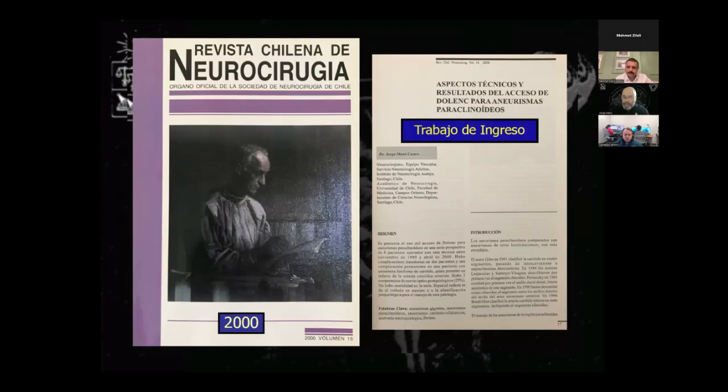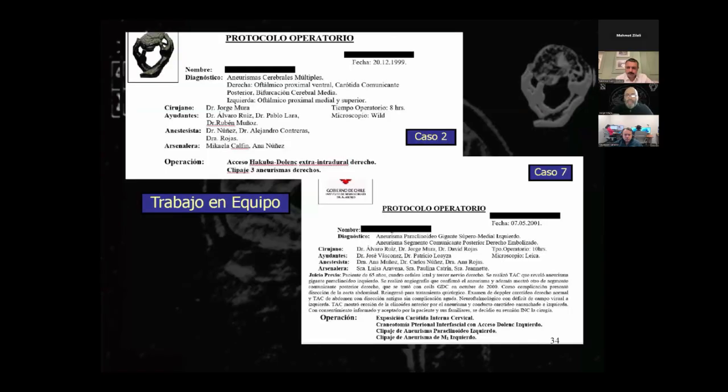Dolenc, Hakuba. I was very, very lucky because I knew all of them. Now they are no longer with us. Professor Evandro as well left us 4 years ago. And the other thing is teamwork. These are the operative notes of my first cases. At that time, you can see the name that I put: Hakuba-Dolenc approach. Now it's accepted that Hakuba was the first one.